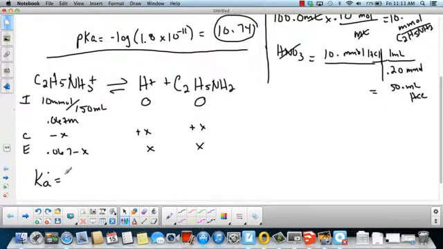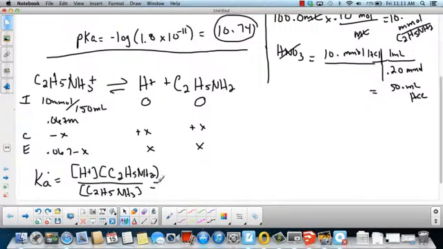Remember, for a Ka expression, this is just a reminder, the thing that you know you always have a Ka expression is that one of your products is hydrogen. Now in this case, I'm writing the whole thing out just to reemphasize it, but there's our hydrogen ion. Kb is the opposite. You have to have hydroxide up here.